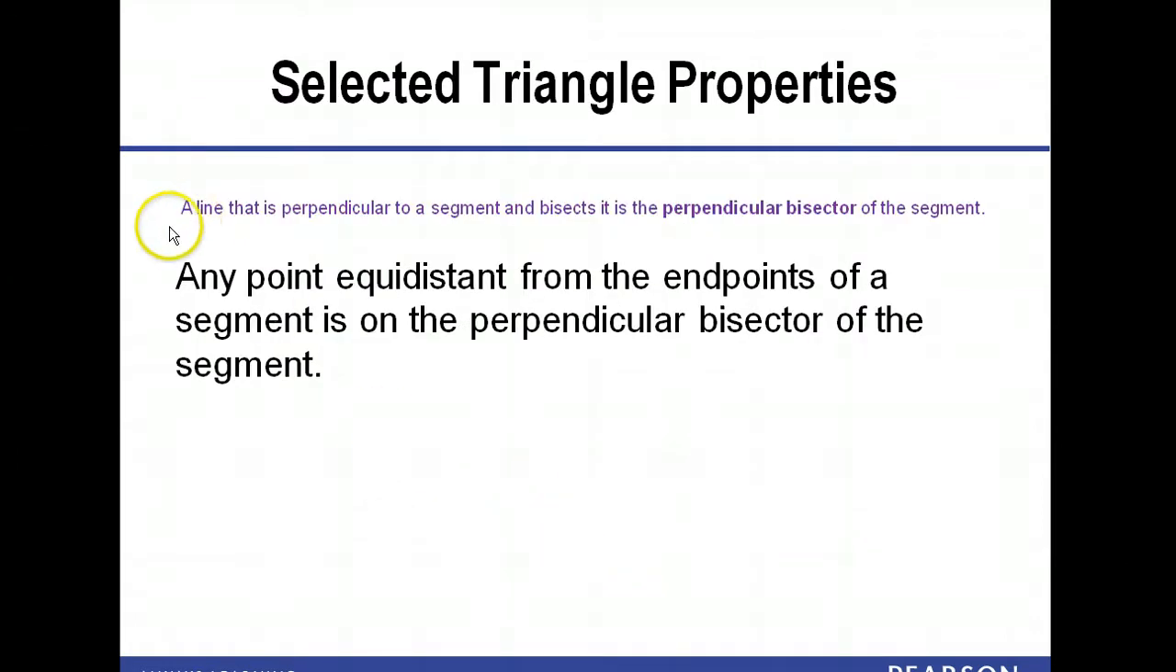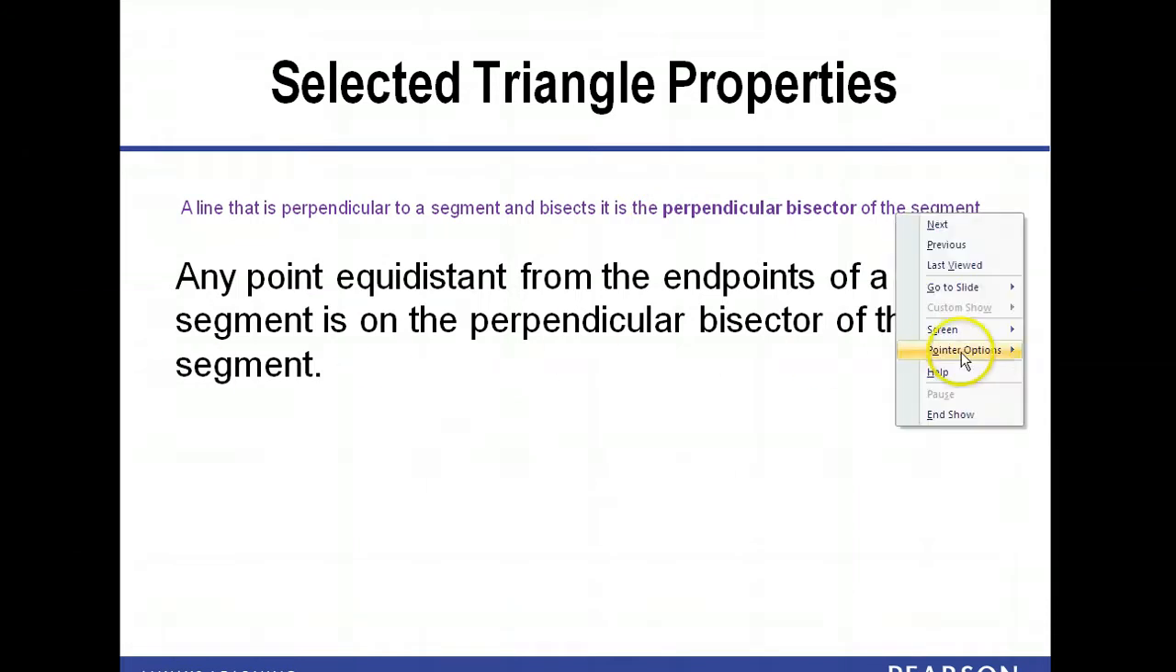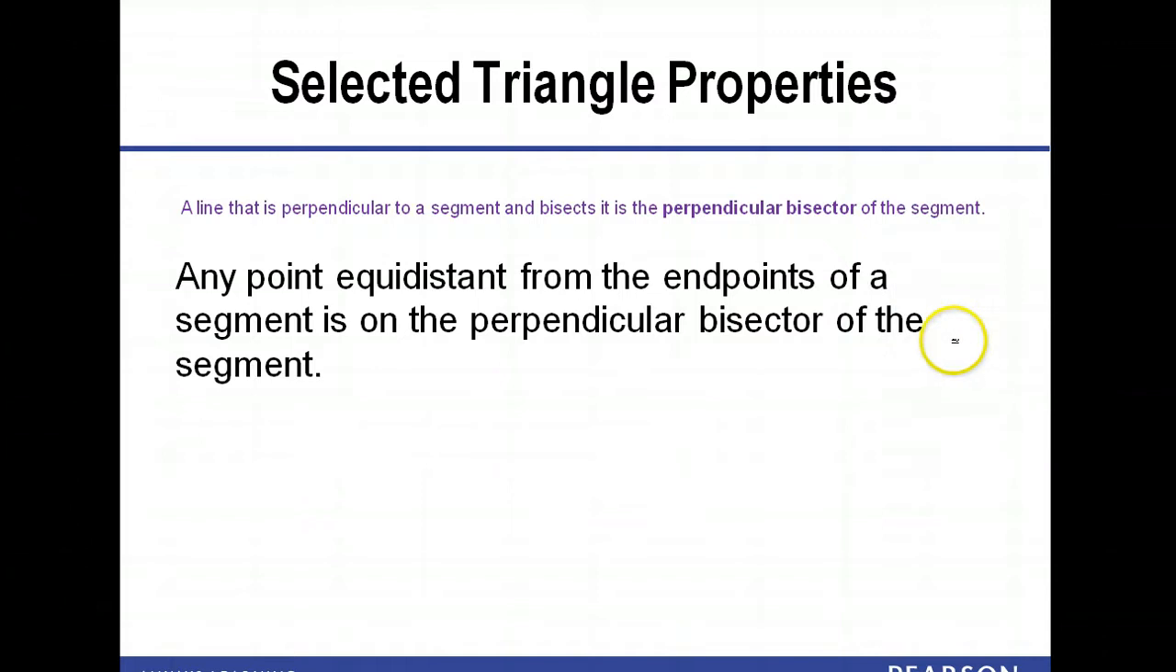Let's start out with a definition. A line that is perpendicular to a segment and bisects it is the perpendicular bisector of the segment. So this really means that we've got to sketch a picture here for you. That means we've got something like this line segment here. The perpendicular bisector will be the one that separates it into two equal portions, right? And it's got to be perpendicular, so you can't draw it at an angle. It's got to be perpendicular like this. Okay, so that is the perpendicular bisector of this line segment.